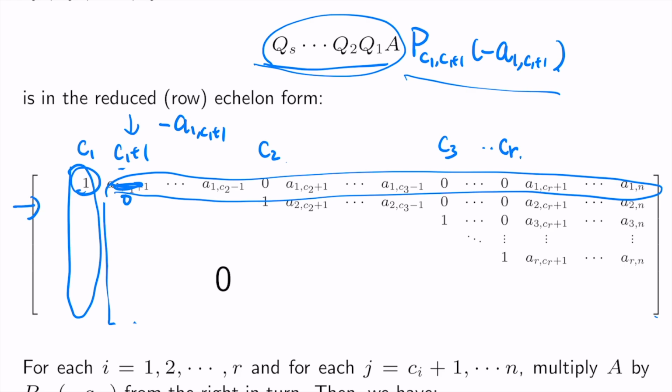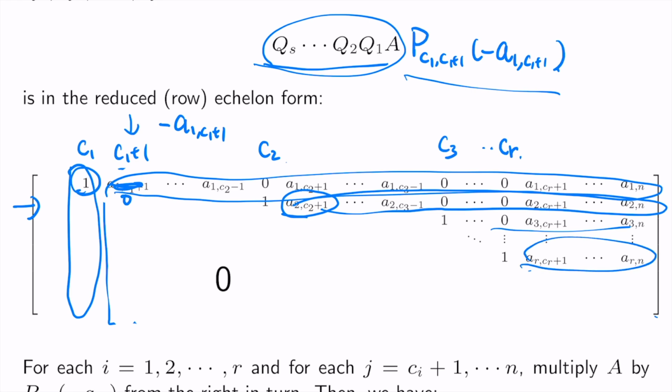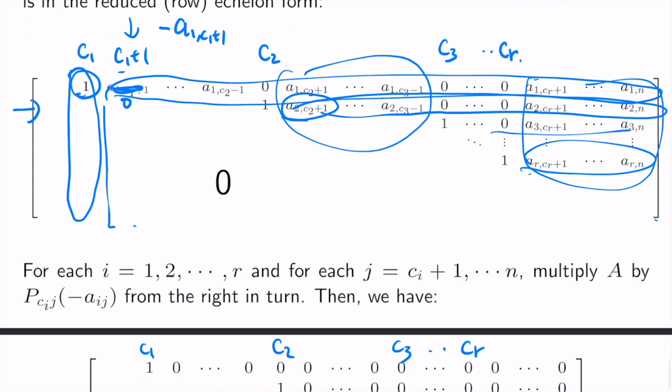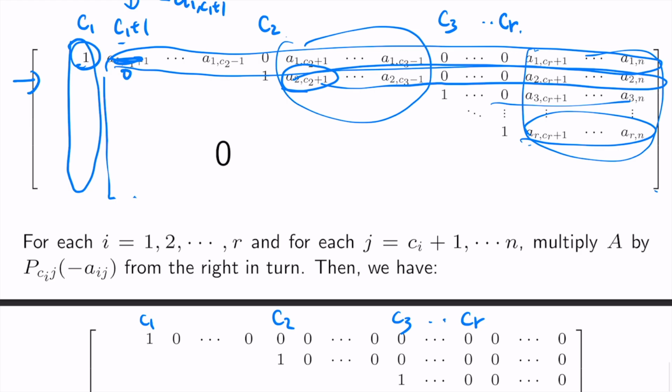And next, take the second row and do the similar procedure for all these elements so that they become all 0, and do the same for the third row and up to the rth row. So we can make all these things to be 0. So what we have just done can be summarized in this way.